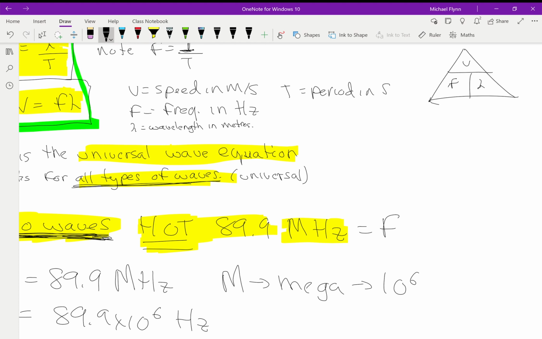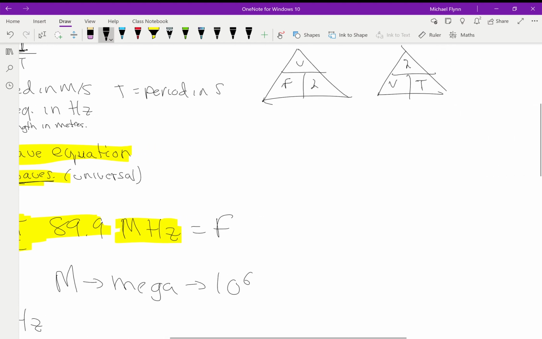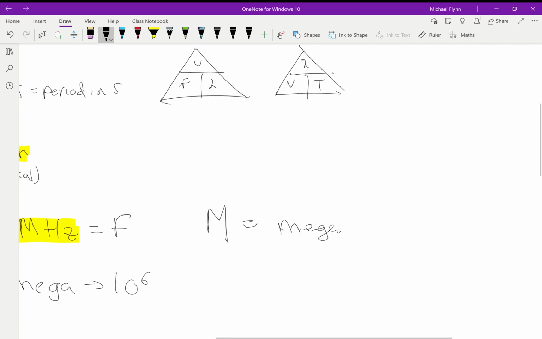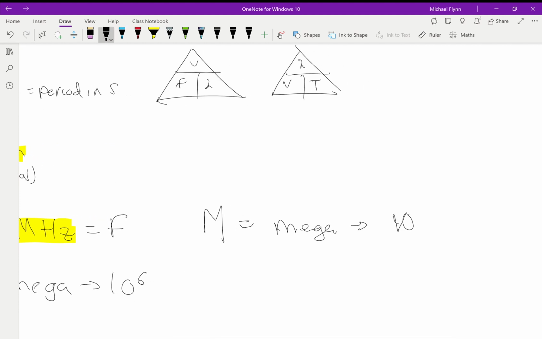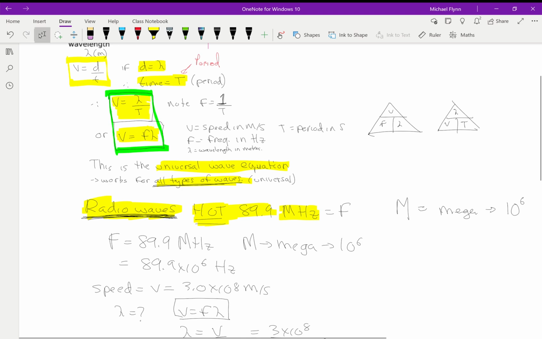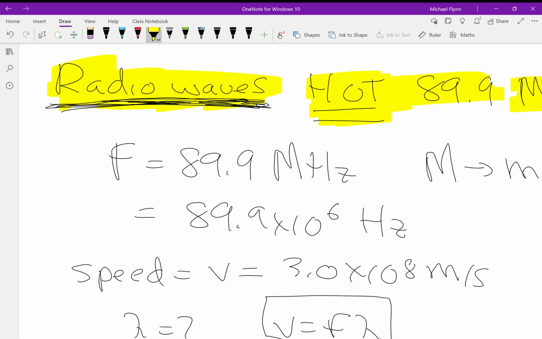Now, that's a metric thing, so I'm going to remind you that capital M equals mega. Remember when we did the metric system? And mega means 10 to the power of 6. So here I'm doing my calculation. The frequency is 89.9 megahertz, which is 89.9 times 10 to the 6 hertz. So I replace the mega with 10 to the 6 to convert it to hertz.